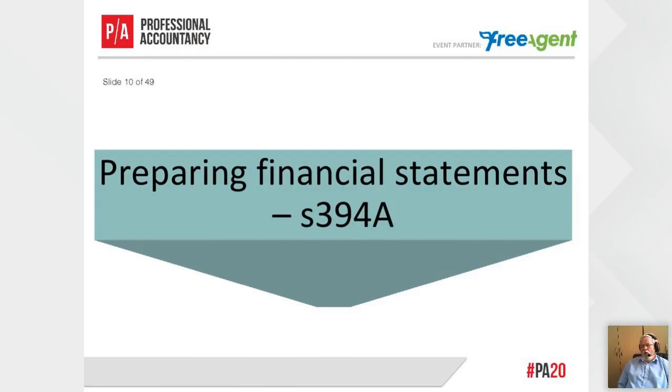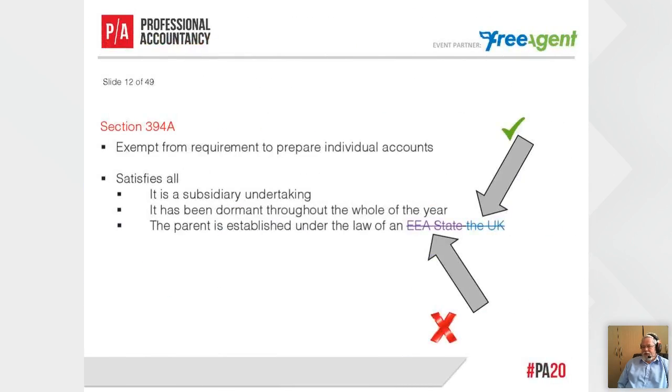So Section 394A provides a process by which certain entities can get an exemption from the requirement to prepare individual accounts. As I've just indicated, this is really for dormant subsidiaries. So it is a requirement. It has to be a subsidiary. It has to be dormant throughout the whole of the period. Now, dormant here is as defined by the Act, not by any other definition at all. There is a formal definition of dormant within the legislation.